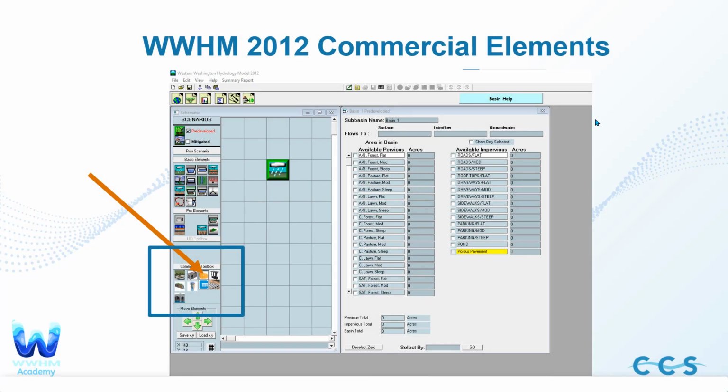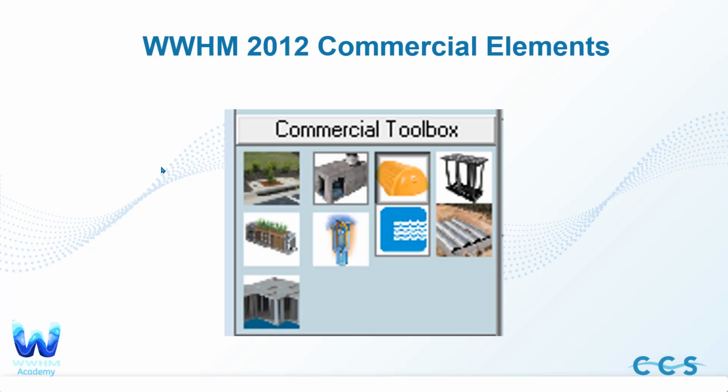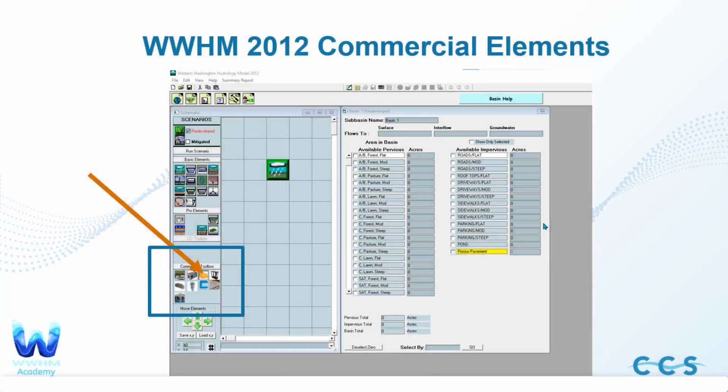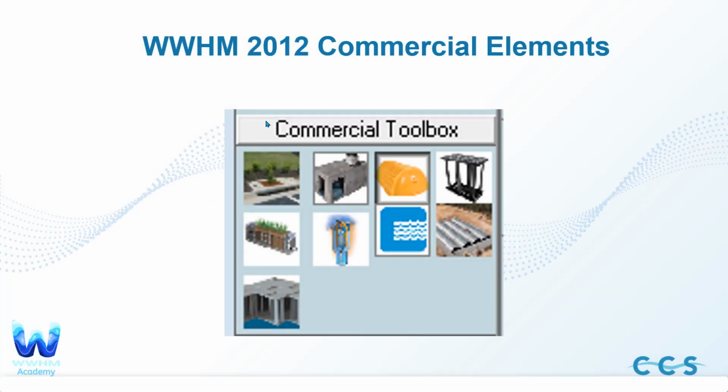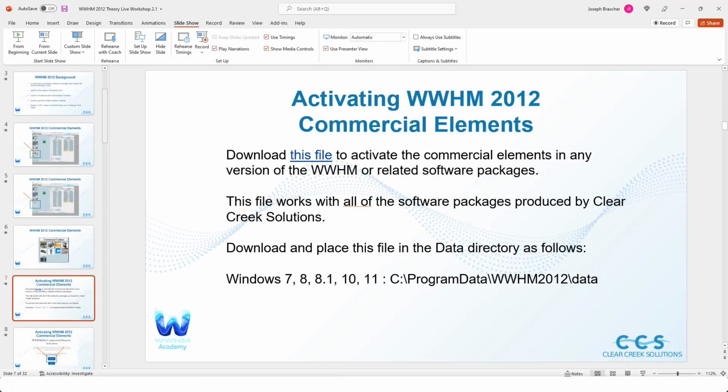Okay, we're going to talk about commercial elements here. In this box in WWHM 2012, when you open up any of your scenarios, if you have commercial elements activated, they'll be right here in the bottom left. If you don't have commercial elements activated, you won't see anything there. And so that's what we're going over. I'm going to show you how to activate these commercial elements first off. There's 9 right now in the commercial toolbox for WWHM 2012. And I'm going to show you from scratch how I would do this.